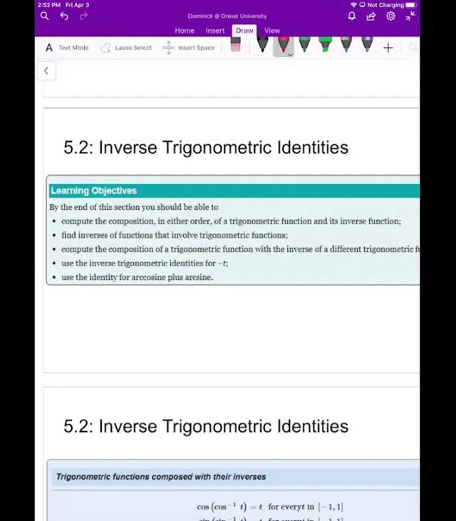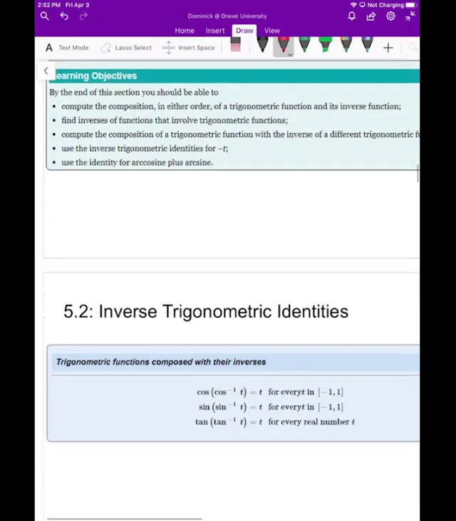We'll talk about how to compute the composition of one trigonometric function with the inverse of another trigonometric function. And then we'll talk about some identities that involve negative angles and also the addition of arc cosine and arc sine.